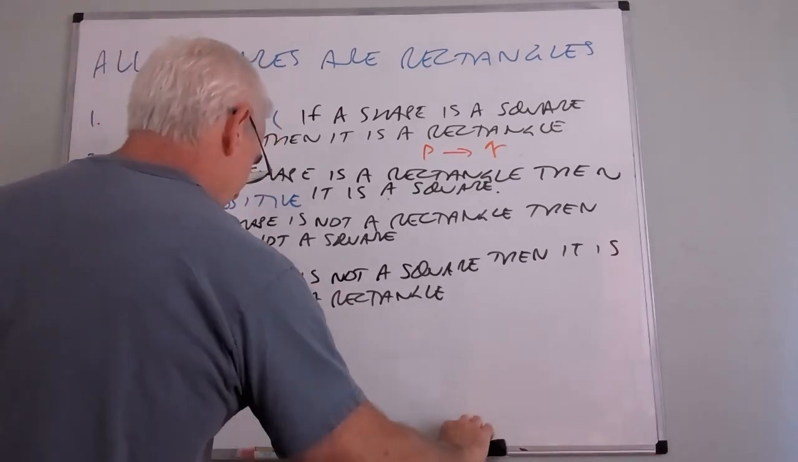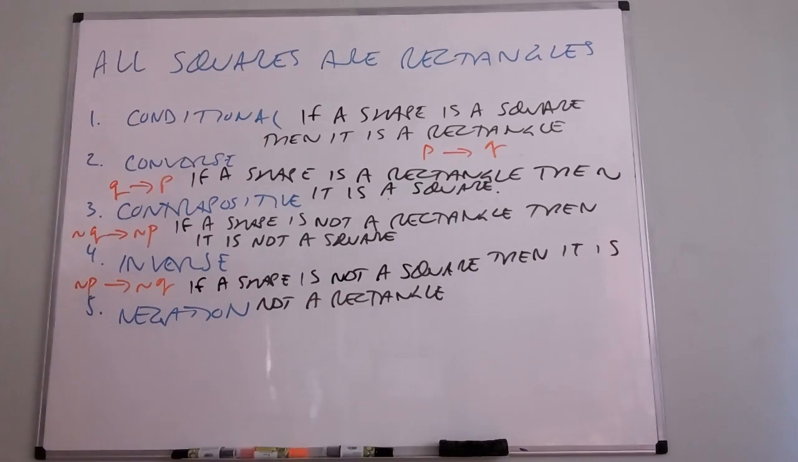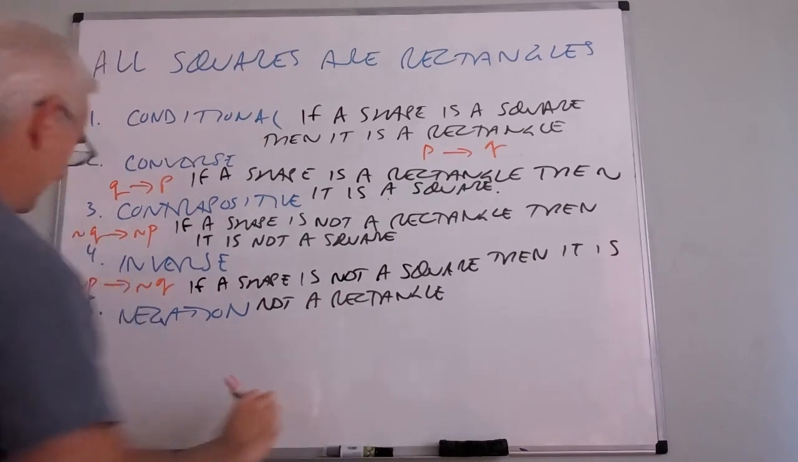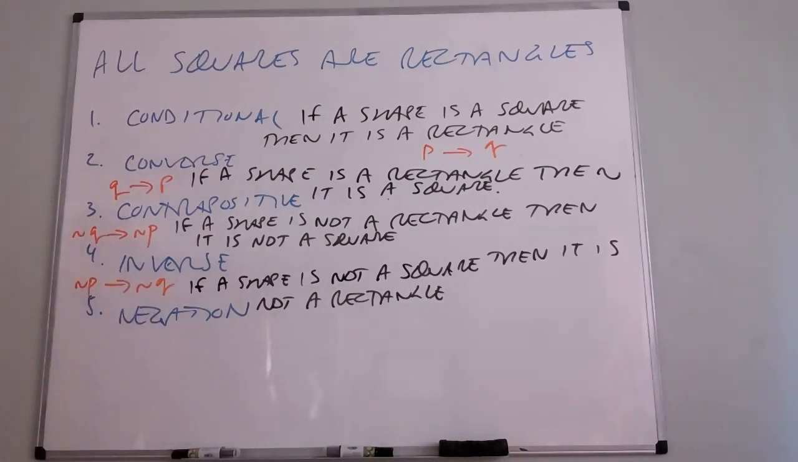Now, the last one. Symbolically, P and not Q. Careful. There's no implication in the negation. That's where we get into trouble. It's P and not Q. Beautiful. Now in English, there's a word that we often throw in here.